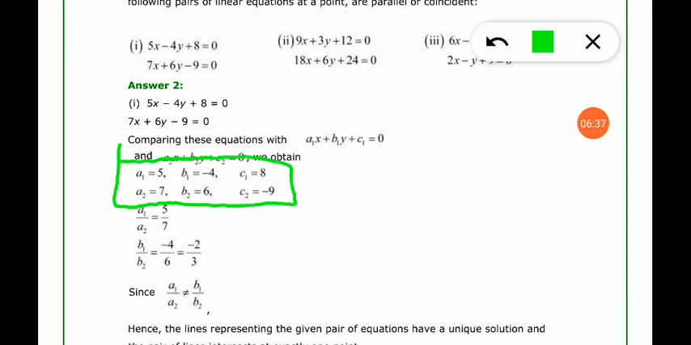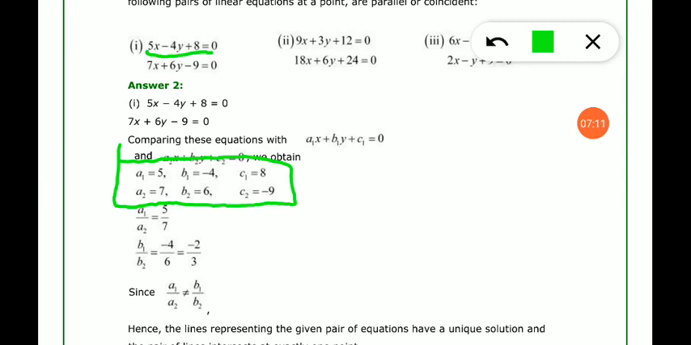So here the given equations are 5x minus 4y plus 8 is equal to 0 and 7x plus 6y minus 9 is equal to 0. So we got our a1 as 5, b1 as minus 4. Always remember we have to consider the sign also. b1 is minus 4, c1 is 8, a2 is 7, b2 is 6 and c2 is minus 9.